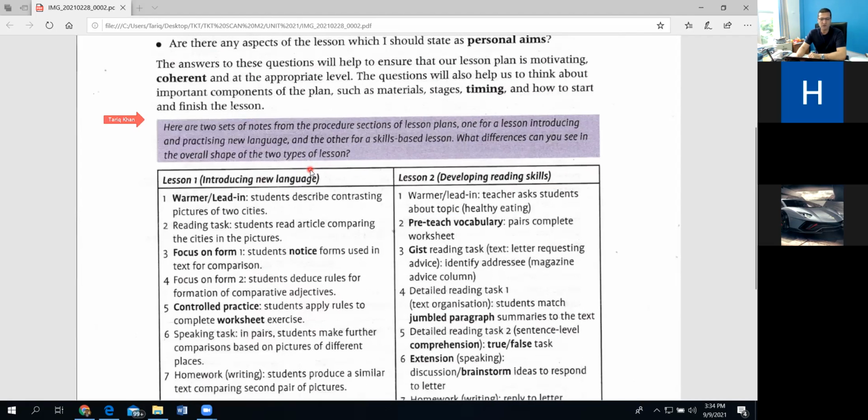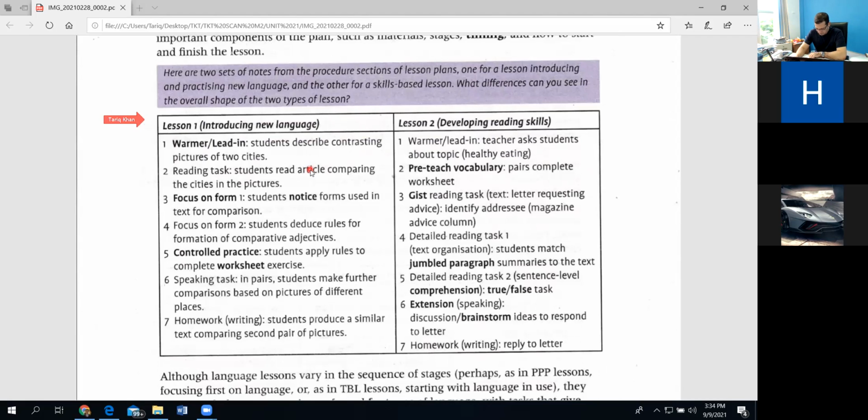All right. So this was about planning an individual lesson, how to lay down the procedure. We have to ask certain questions of ourselves before making a procedure. Now here they tell you, here are 2 sets of notes from the procedure section of a lesson plan, one for a lesson introducing and practicing new language. Now, in the procedure in the lesson plan, you have to put how they're supposed to do it. So this is taken from the procedure area of the lesson plan.